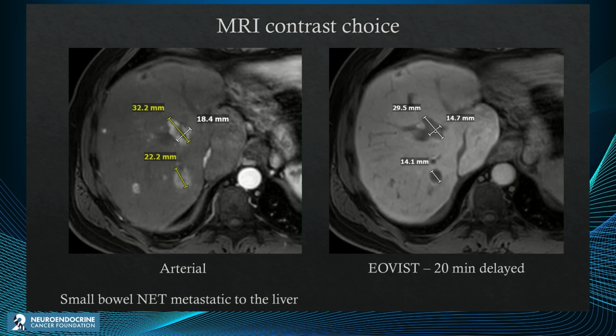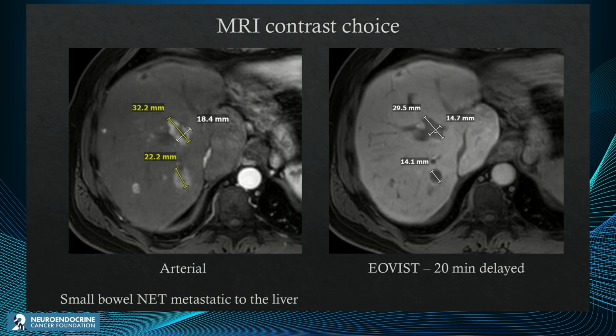MRIs, on the other hand, are always done multi-phase. But the question that comes up about MRI is which contrast to use. So typically MRI is done with gadolinium, IV contrast, and that's basically what we use if we want to characterize a liver lesion or if we want to image, for example, spine or any other organ. Now, for liver metastases specifically, EOVIST is really good. It is the best contrast agent to basically detect small liver metastases and to reproducibly follow up liver metastases over time. So EOVIST is a liver-specific or hepatobiliary-specific agent.